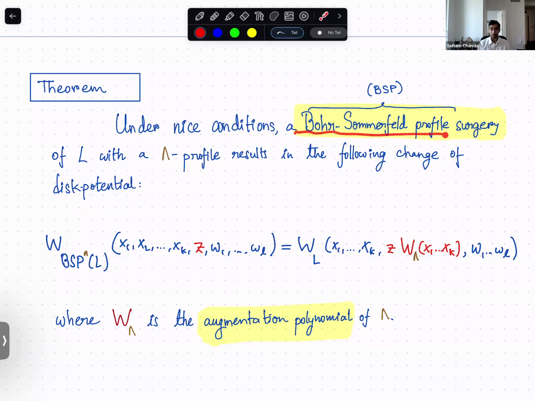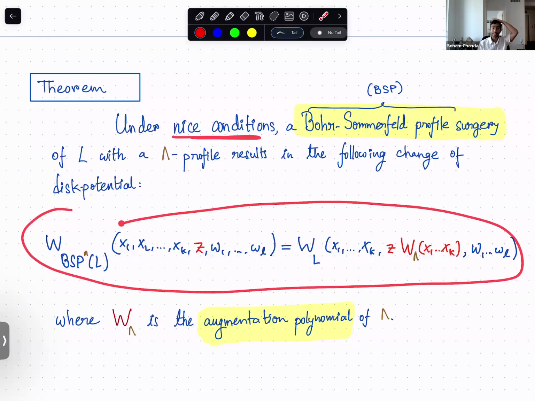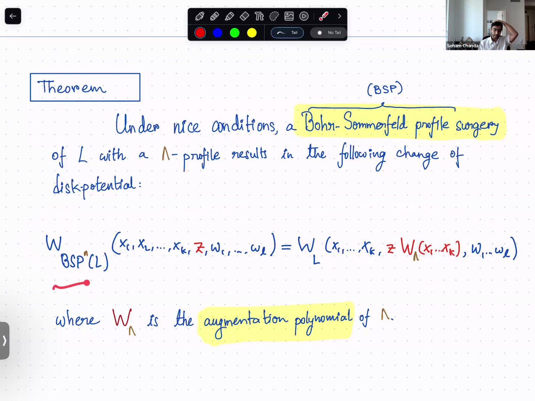Bohr-Sommerfeld profile surgery is a new type of surgery which depends on this lambda here, which is a Legendrian. It's actually a Bohr-Sommerfeld Legendrian. That's why the name. And it'll be clear why I call it a Bohr-Sommerfeld profile surgery. So this surgery depends on lambda and creates a new Lagrangian. And if you have nice conditions, then, so this nice condition thing is only for this equality. The surgery always exists. So if you have nice conditions, the disk potential changes in this way.